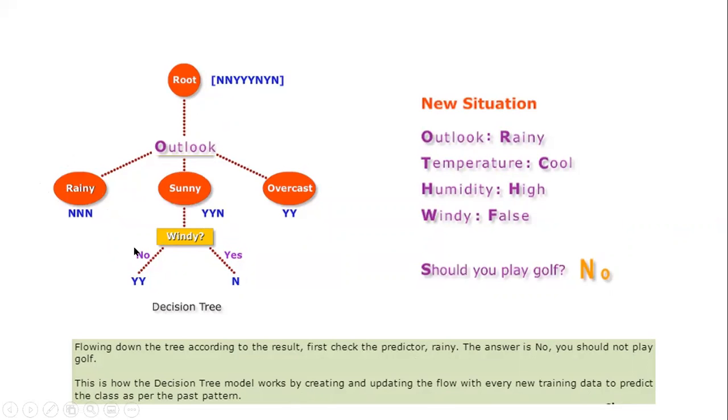So whether it is windy: when it is not windy, I am playing. If it is windy, I'm not playing, right? Suppose there is a new situation where outlook is rainy, temperature is cool, humidity is high, and windy is false. So should you play golf or not? To predict that, I will use my model which is developed here.